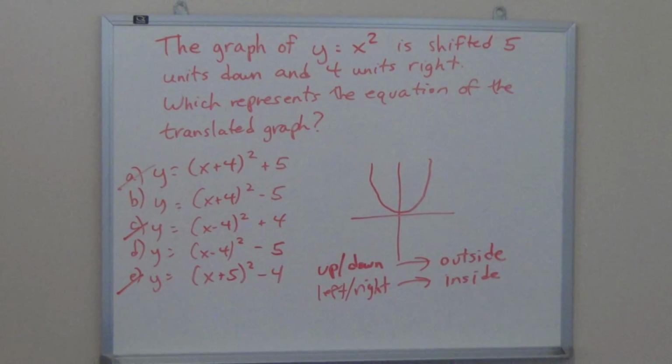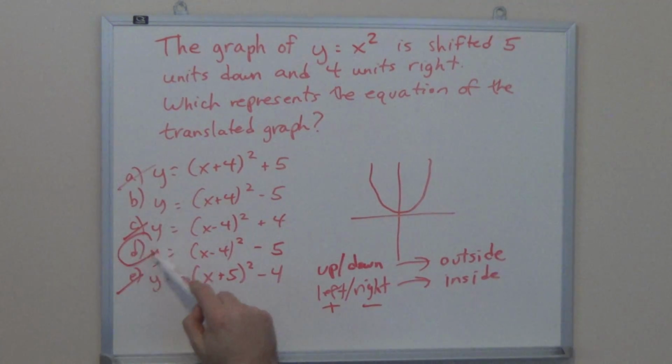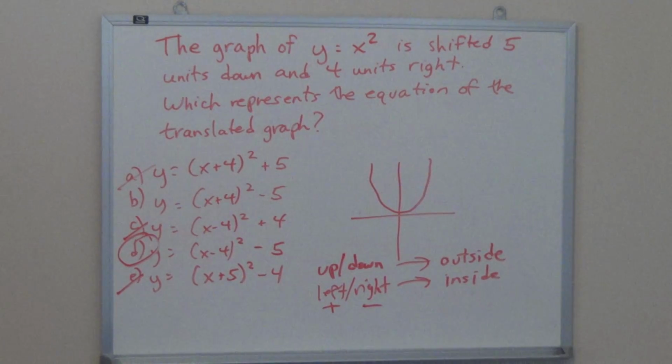Right? A lot of people think if we're moving right, it just kind of makes sense that we're going to go plus, or plus 4 rather, sorry. But just remember, when it's inside the parentheses, it's always the opposite of what you think. So if it's right, it's actually minus. If it's left, it's actually plus. So in this case, we're moving 4 to the right, so it would actually be minus 4. So it looks like it would be that one.